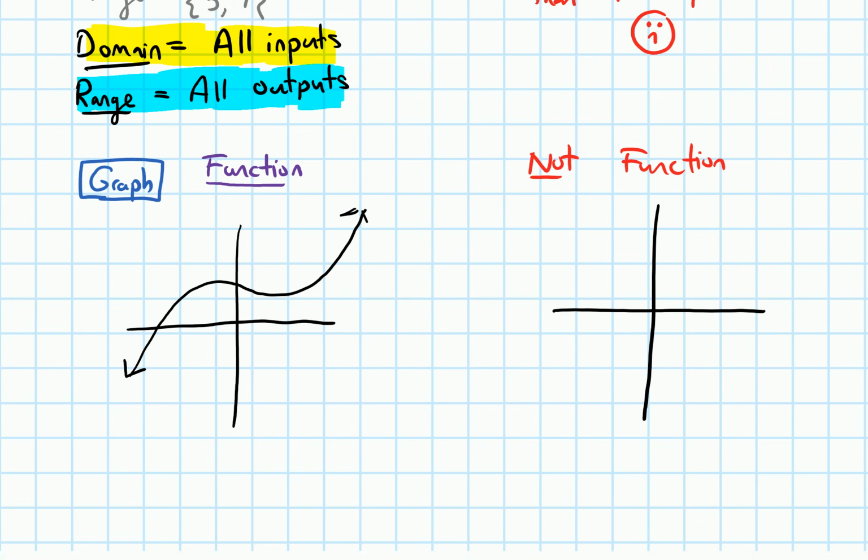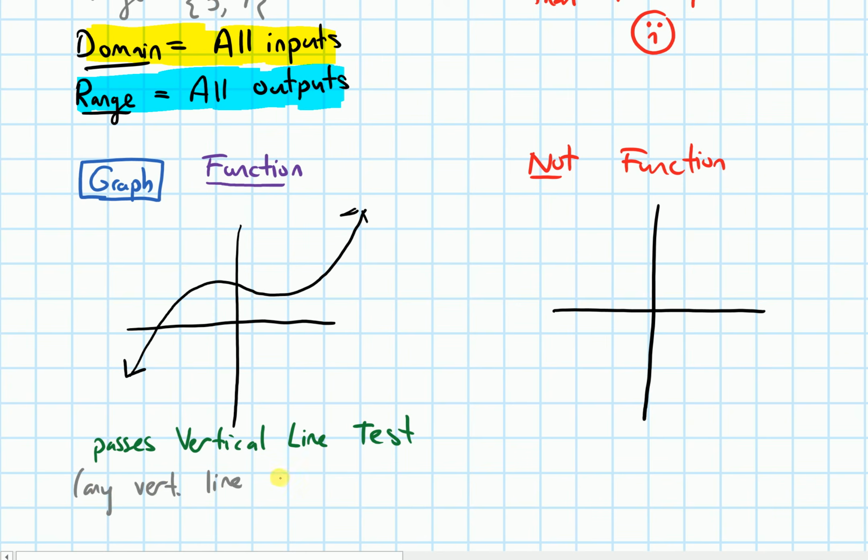Graphically, the way I can tell is a function passes the vertical line test. So the vertical line test. And the vertical line test says that any vertical line crosses the graph at most. So at most once. So it cannot cross the graph more than one time.